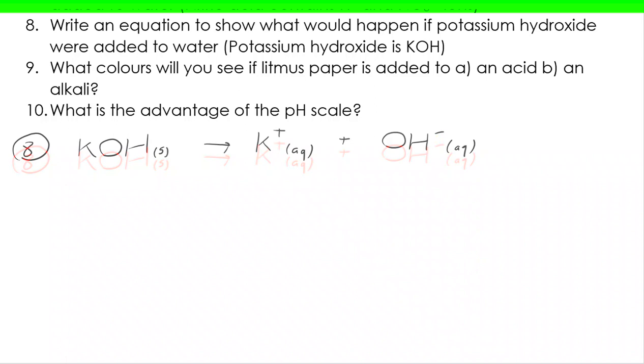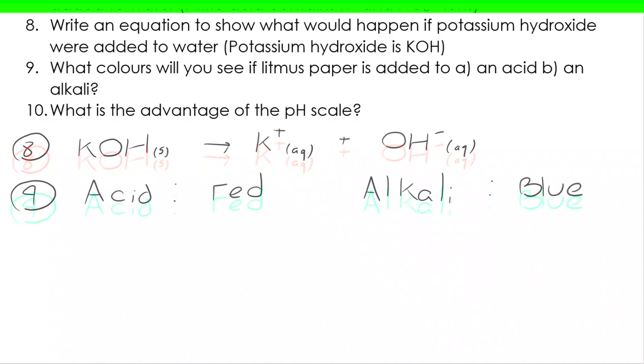What colours would we see with litmus paper if it was added to an acid or an alkali? Well, for an acid, we get a red colour. We have to remember that. We have to remember an alkali would be blue. And it does make sense that if we have a neutral solution, we would expect our litmus paper to be a combination of these two colours, therefore purple. But the litmus paper tells us whether something is acidic or alkali.